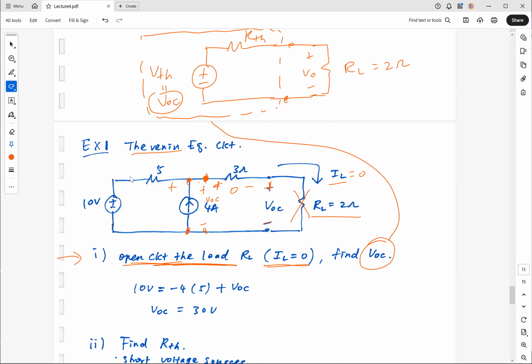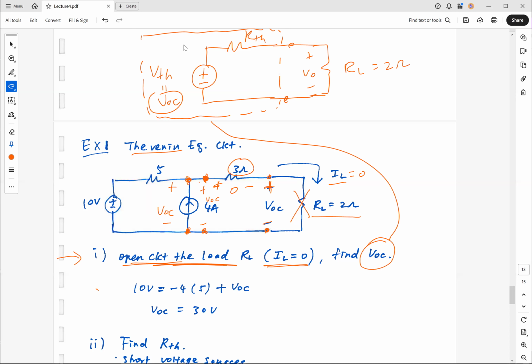So I can do it like this. Again, IL is equal to 0. If IL is equal to 0, then no current is passing through this 3 ohm resistor. If no current is passing through the 3 ohm resistor, then no voltage drop across the 3 ohm. So this VOC, before sitting over here, I can move to here. No problem. So if we know the voltage across this 4 amp current source, then we know the VOC.